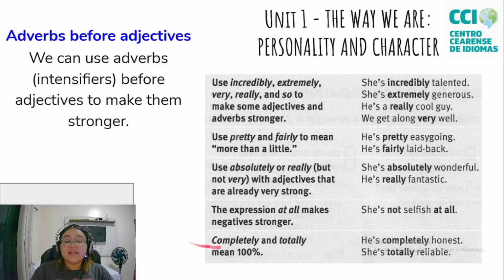And finally, we have completely and totally, which we use when we want to say that we mean 100%. He is completely honest. He has never ever lied in his life, so he is completely honest. She's totally reliable. She is someone that you can always count on, always rely on. So she's totally reliable.